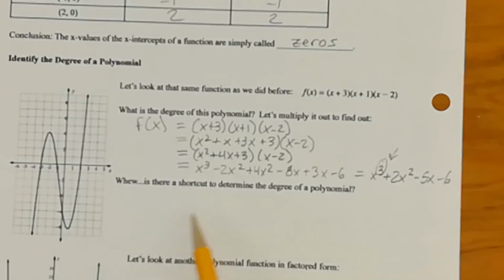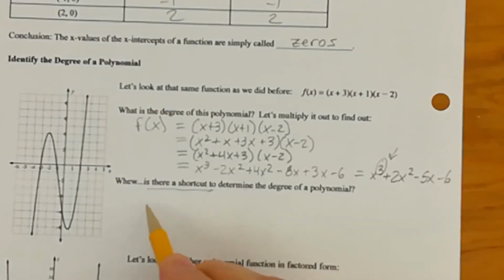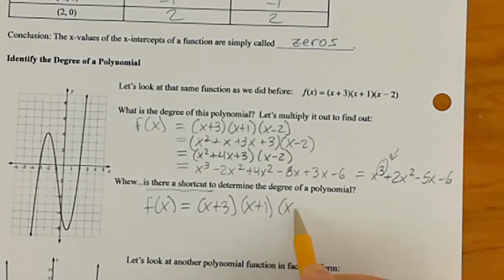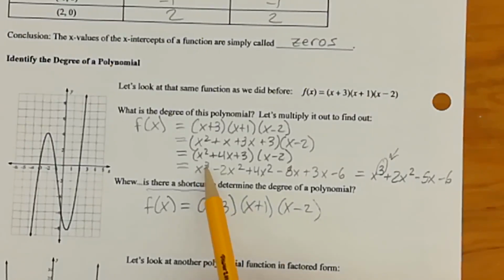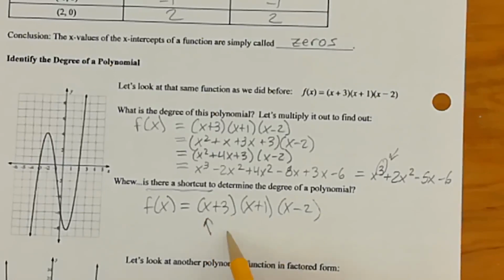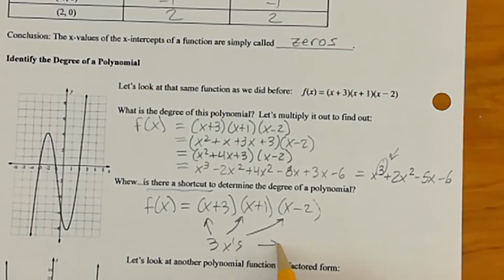So is there a shortcut to determine the degree of a polynomial? Well, let's revisit that original polynomial again. Instead of multiplying it out, which took some time, is there a way we could determine the degree? Notice how we ended up with an exponent of 3, and we had 3 x's here. So it's really the number of x's you have. We have 1, 2, 3 x's. So that means the degree is 3.